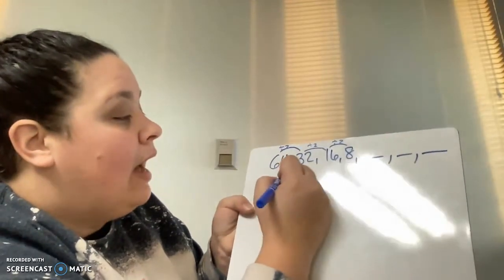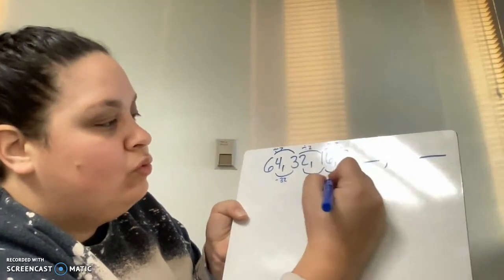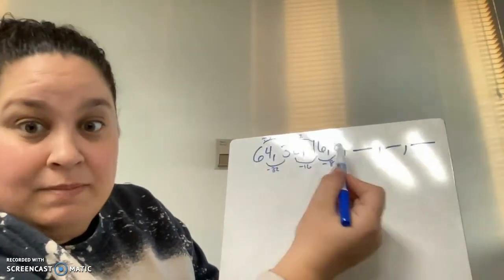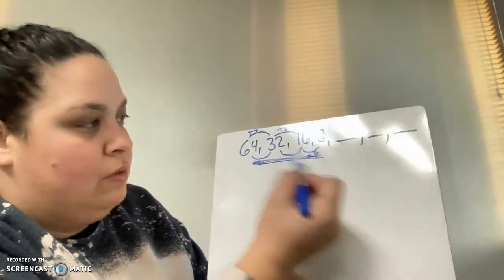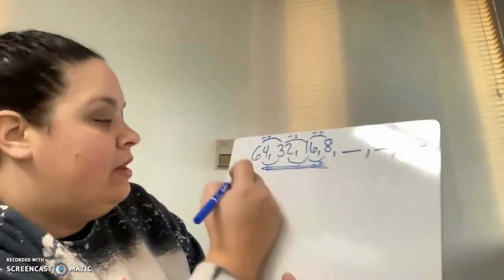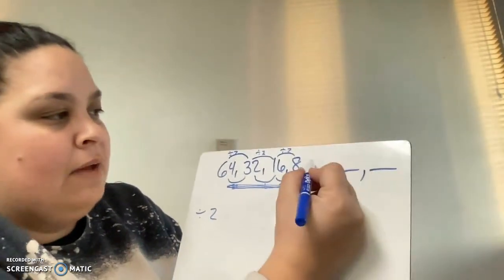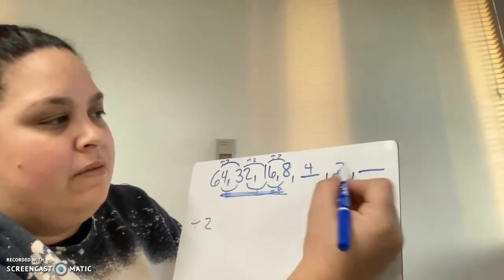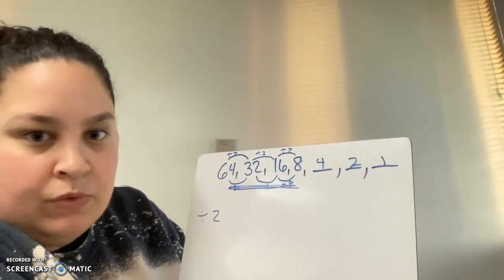So again, I have a pattern here. I have 2 patterns. One that actually is the same and one that's not. I don't want to use the one that's not. Okay? So always try both. So I know that my pattern is dividing by 2, which means I'm going to divide 8 by 2 and get 4. I'm going to divide 4 by 2 and get 2. I'm going to divide 2 by 2 and get 1. Those are my next 3 terms.